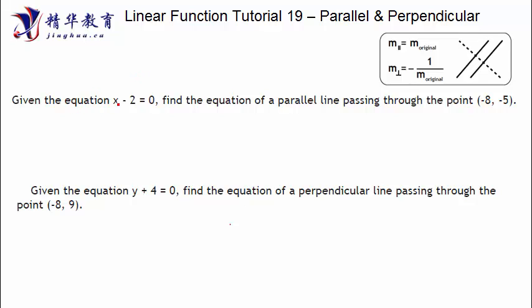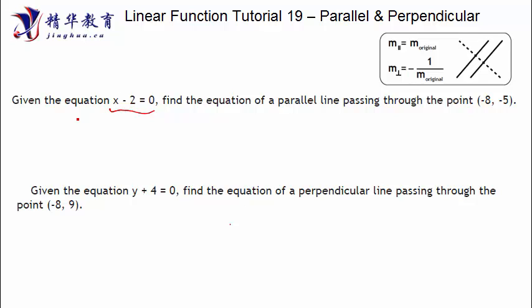We got an equation x minus 2 equal to 0. Find the equation of the parallel line passing through the point. Same thing. First things first, we need to find this line's slope. What is the slope? We don't have a slope here. We don't have y here. Then if we don't have y, how do we find the slope?